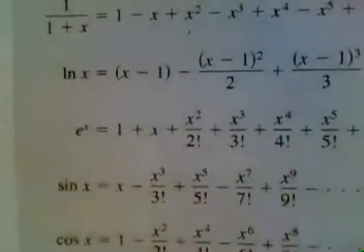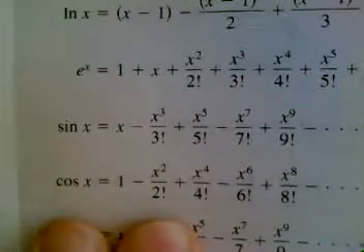1 over 1 plus x is this particular series. Okay, it converges -1 to 1. It is only accurate between -1 and 1. We have natural log of x. We've done that one. We have e to the x. I don't remember if we've done that one. I'd like to say that we did. Sine of x we just did.